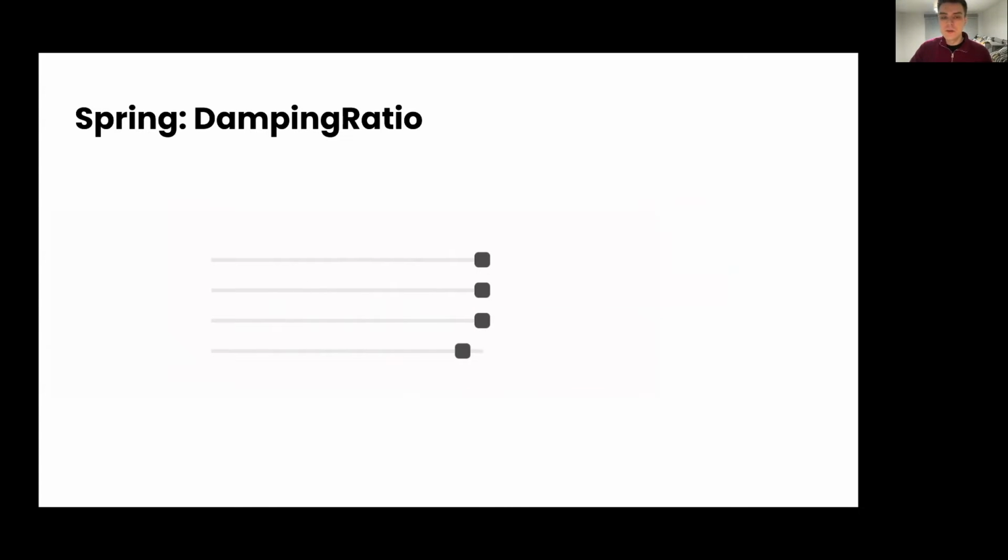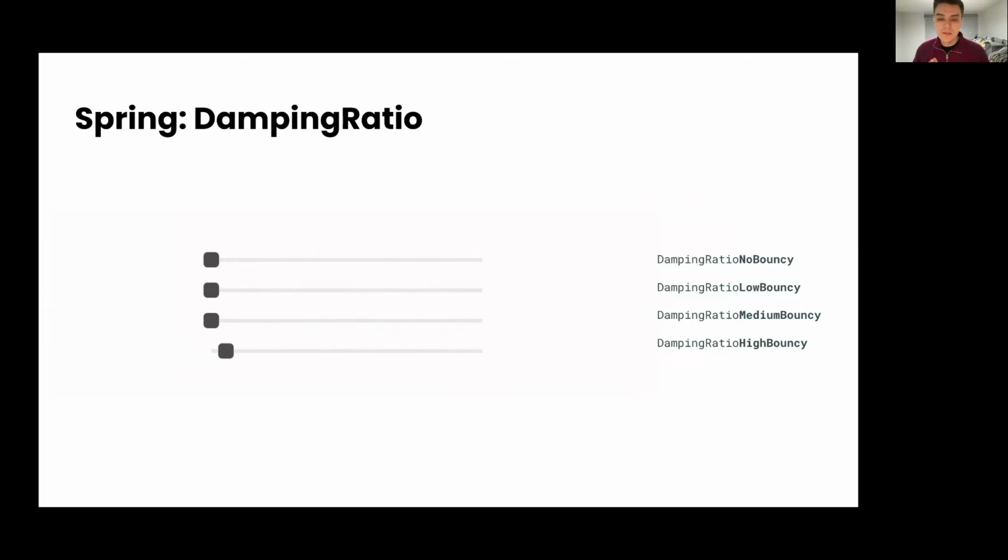They have different damping ratios. The first one has no bounce, and we can see that it's not bouncy at all, right? Then the second one is a bit bigger, the third one is a little bit bigger, and the last one is even more bouncy.